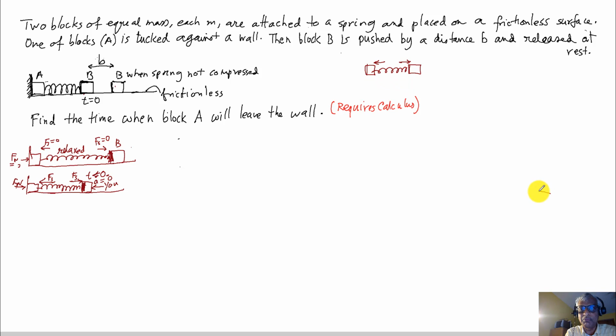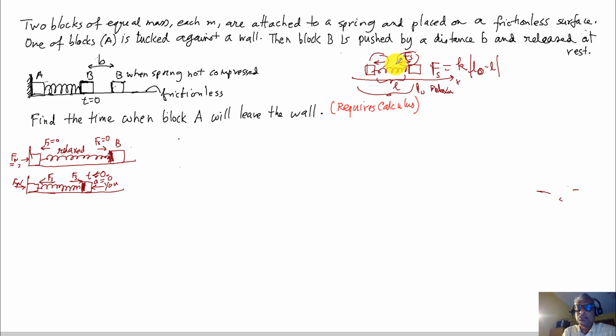So what's the force? The formula for the spring force is Fs equals some spring constant K times (L0 minus L), where L is the current length and L0 is the relaxed length. So the spring force has this absolute value, and the direction depends on the axis: if this is the x-axis, then this will be a positive x component and this will be a negative x component. So that's the spring force, and you will need that to do this problem.